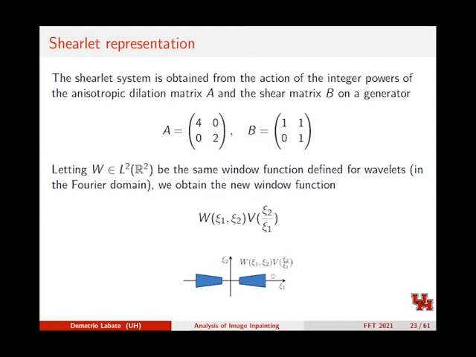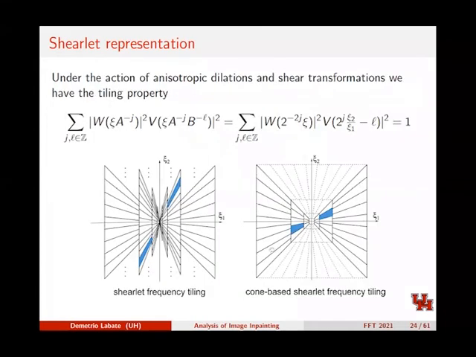Now, when I apply the dilation and the shear, this is what happens. Essentially, those trapezoids will be displaced vertically and horizontally, and they will define a tiling of the Fourier plane, right? So look at the picture on the left. This is the shearlet frequency tiling, which is associated with this smooth resolution of the identity.